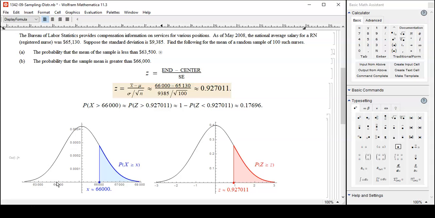Remember, when do we subtract from 1? Whenever you have right-hand side shading, you have to subtract from 1, because the normal table always gives you a left-hand side shading. So the total is always 1, so subtract from 1, and then I'm going to get the right-hand side shading.